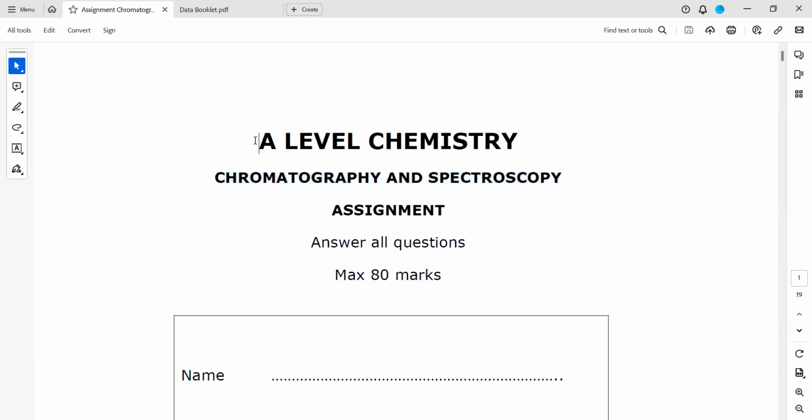So this was an exercise assignment which was related to chromatography and spectroscopy. I'll discuss the doubts related to this exercise. The first one is page number 4, question 2A, 1, 3, and B.